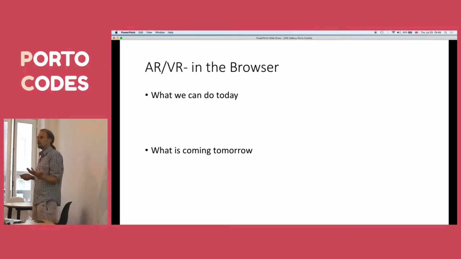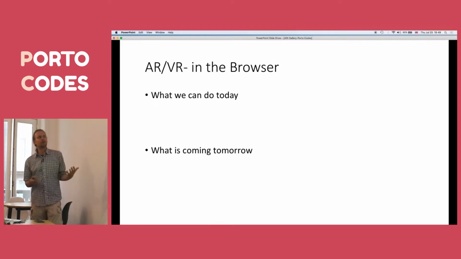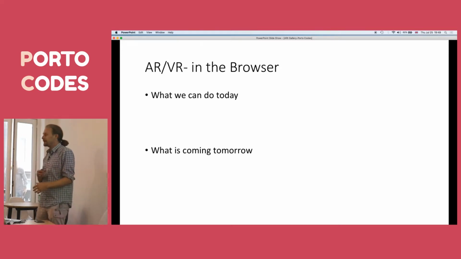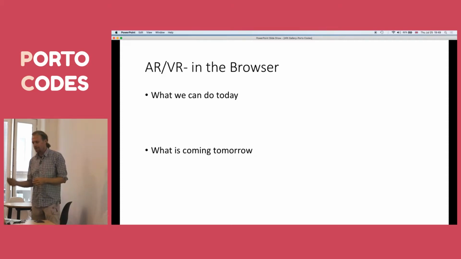But what would be even cooler than an app is, because with an app it takes a little bit longer to get people to download it. But if you could do it in the browser, everybody's phone has a browser, and every iPhone and every Android phone that's out there today can do augmented reality or virtual reality in the browser. And so it'd be really cool to be able to build these experiences right in the browser. So I'm going to talk about what's available today, what's coming tomorrow.